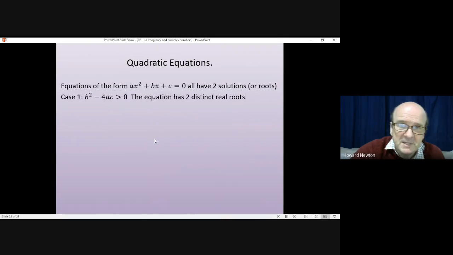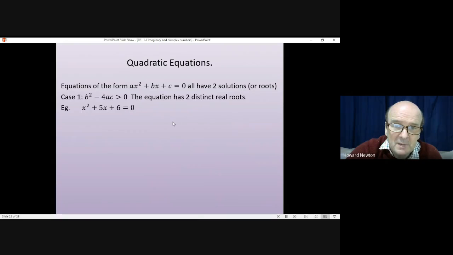The first possibility is the discriminant of the quadratic, b squared minus 4ac, is greater than 0. If that's the case, then the equation has 2 distinct real roots. That means it's got 2 solutions, 2 roots. They are different from each other. That's what the distinct means. And they are both real numbers, normal numbers.